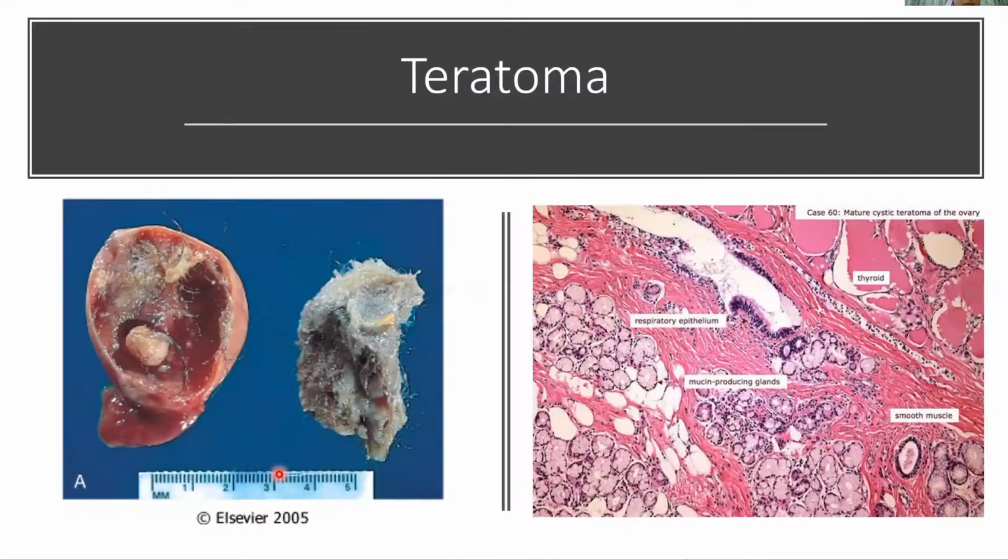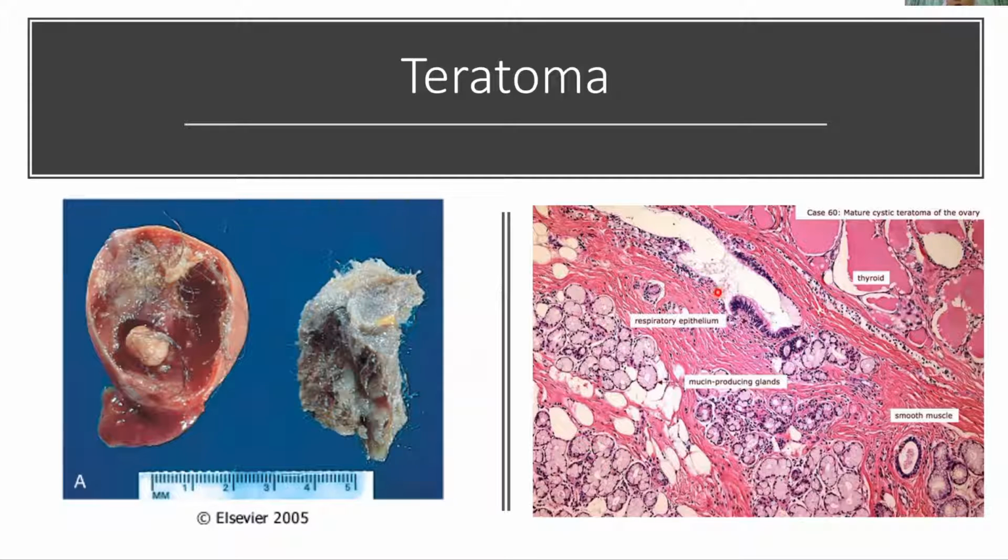Here, this is an ovarian tumor. Grossly, we can see hair follicles, which is hair. This is actually bone. This is sebaceous material. When we look at histology, they have all three germ cell layers. Here we can see thyroid follicles, smooth muscle, and salivary gland. This is respiratory component. So they have at least two components of the germ cell layers.